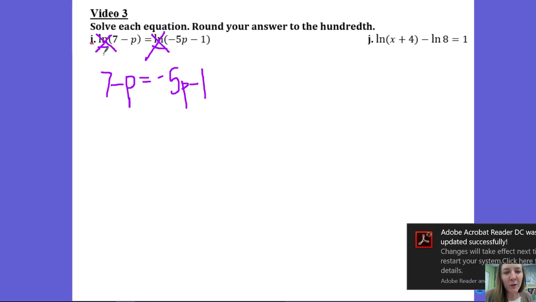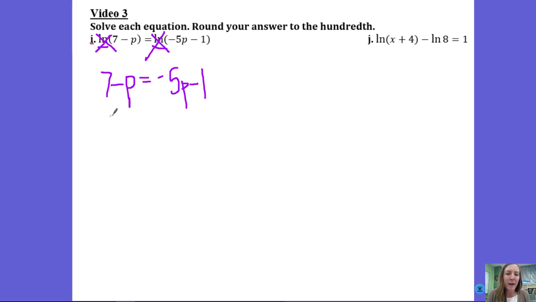Right, so when I have a natural log on the left and the right side, those are going to go away. We'll solve this by adding 5p to both sides. So I'm going to add 5p. When I do that to the left and the right side, negative p plus 5p is going to give me a 4p. Right, I can also subtract my 7 from both sides so that I don't have to have that constant next to a p.